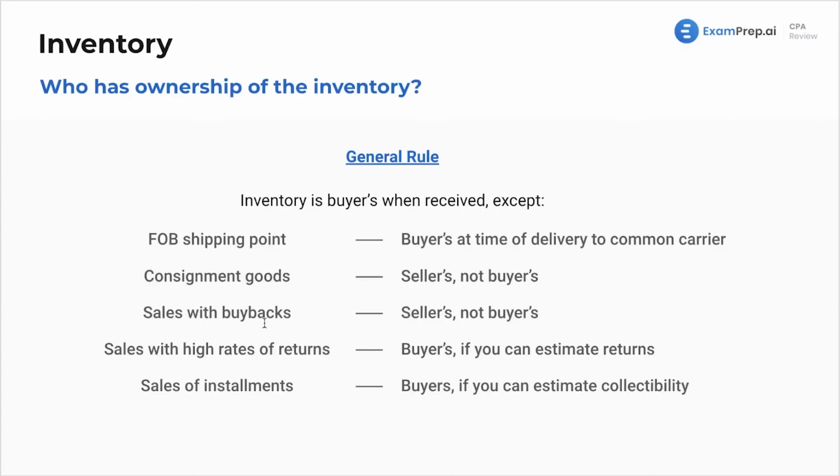Sales with buybacks. So, right, if you buy it back, that's going to be seller's, not the buyer's. Sales with high rates of return. If you can't expect it to keep being sold, then that's going to be not included in the inventory amount. And sales and installments, if you can estimate collectability. So a couple different items here, more so the shipping point and consignment goods. These are going to be the more important ones you'll see here. And again, why is it important? We're trying to present the financial statements properly for a company. Well, you can't properly state the financial statements if there are incorrect asset balances.